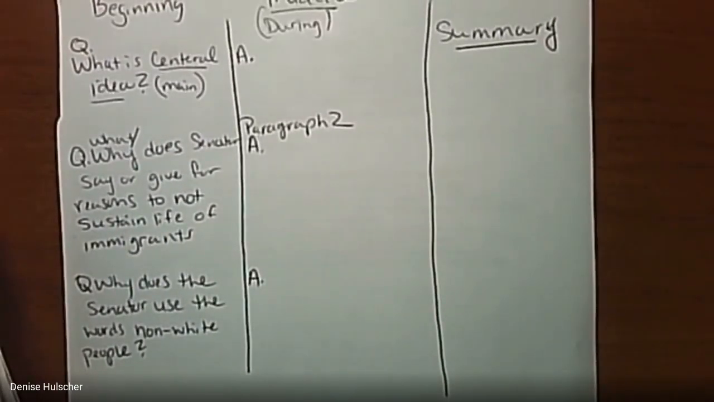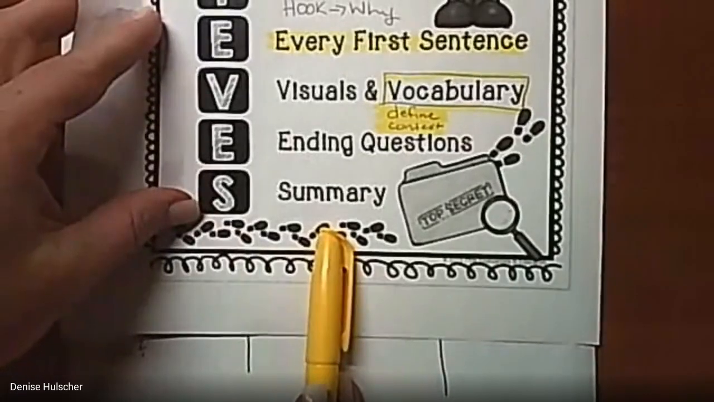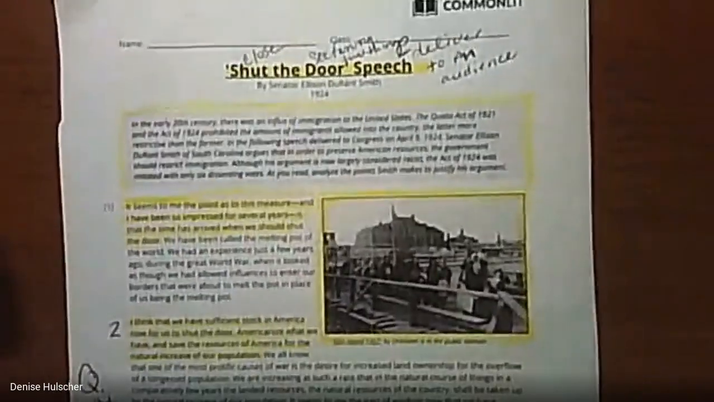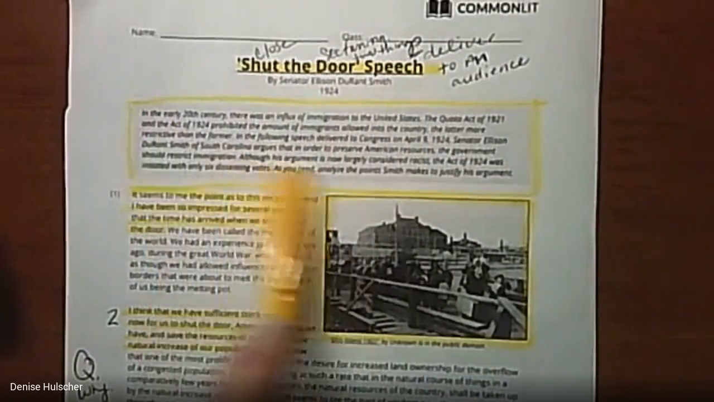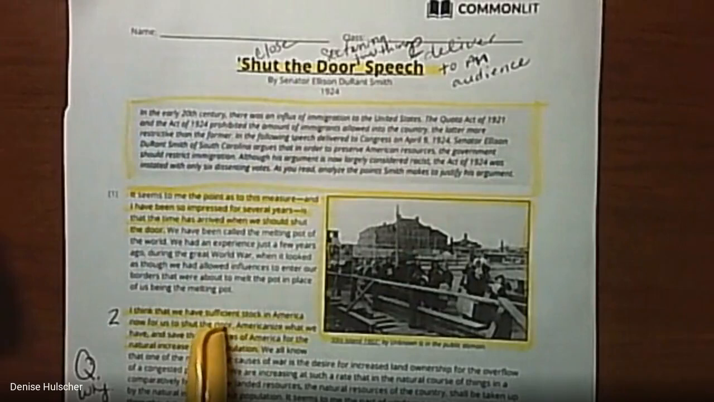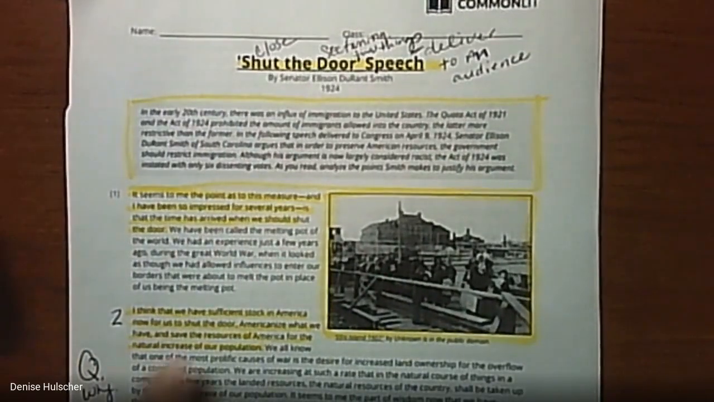Now, if I go to thieves, I don't need to do a summary yet, right? Because this is not a summary, it is for after reading, not a pre-reading strategy. So let's begin to look at this. So I have my title, Shut the Door Speech. We've read this introduction. Let's read all of the first lines of each paragraph. And I'm going to start that if you will follow along with me.